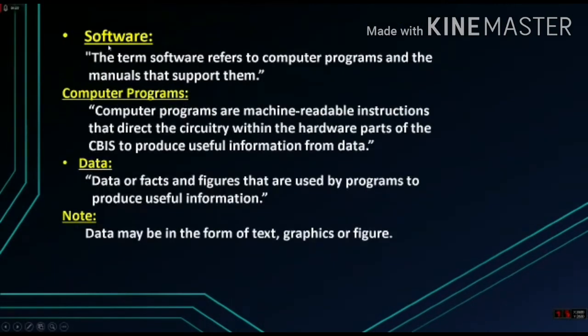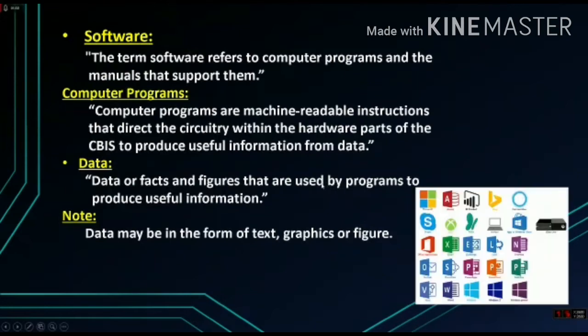Number 2, software. The term software refers to the computer programs and the manuals that support them. What are the computer programs? Computer programs are machine readable instructions that direct the circuitry of the computer within the hardware parts of the CBIS to produce useful information from data. And data are facts and figures that are used by programs to produce useful information.